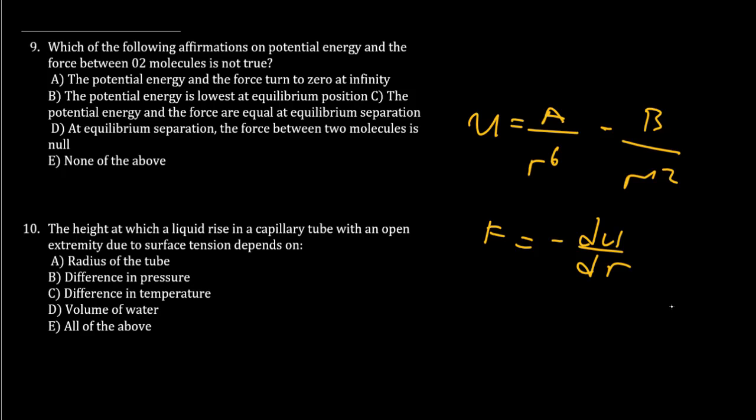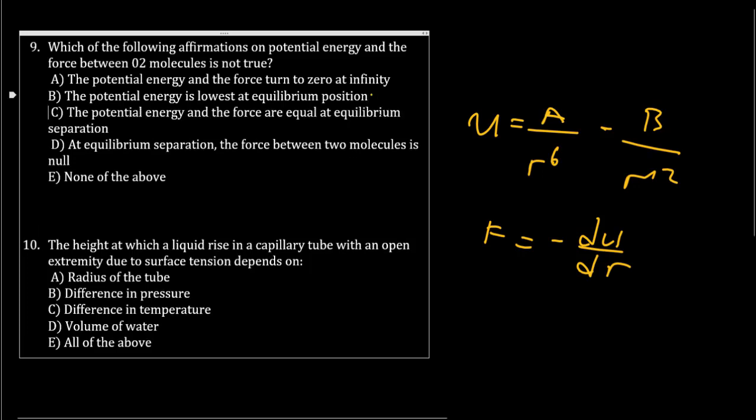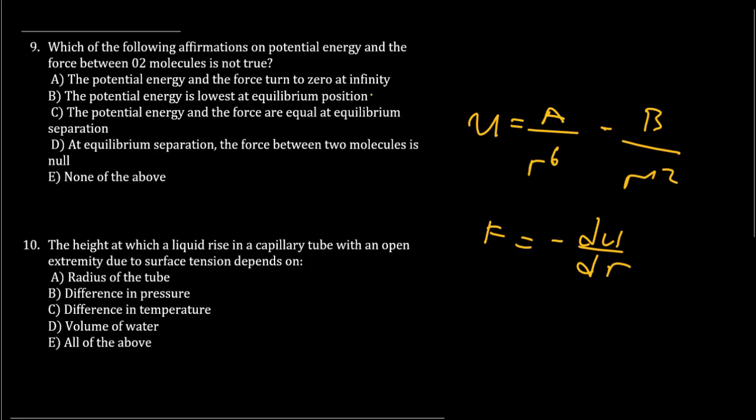B says the potential energy is lowest at the equilibrium position. It is a correct option. Then option C says the potential energy and the force are equal at equilibrium separation. So that's not true. At equilibrium separation, it is the resultant force, or the net force, that is equal to 0. So that particular option is not true.